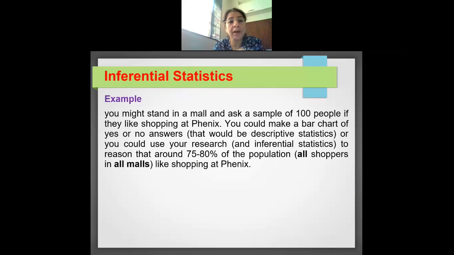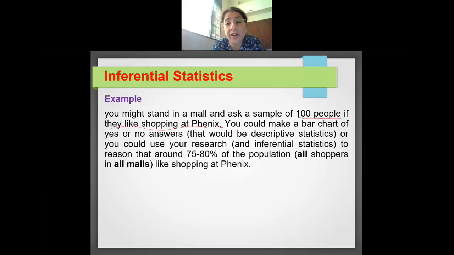So now, for example, you might stand in a mall and ask a sample of 100 people if they like shopping at Phoenix. For doing this analysis, you are asking 100 people whether they like shopping at Phoenix. You can ask all 100 people and you can make a bar chart. Some people will say yes, some people will say no. So that would be descriptive statistics.